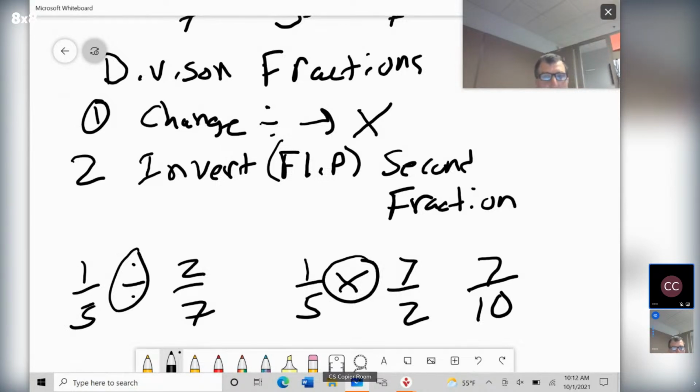Whenever you see a fraction problem that's division, you're going to say, oh, I just need to do 2 things. I have to change it to a multiplication, and then I'm going to flip the second fraction.